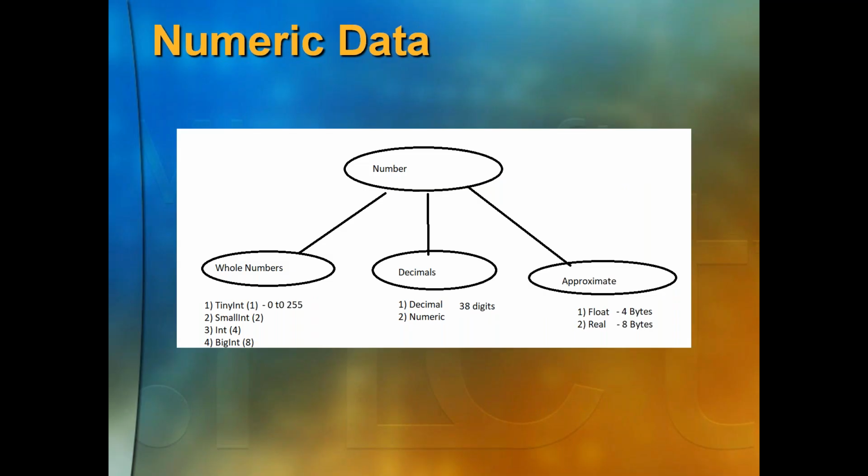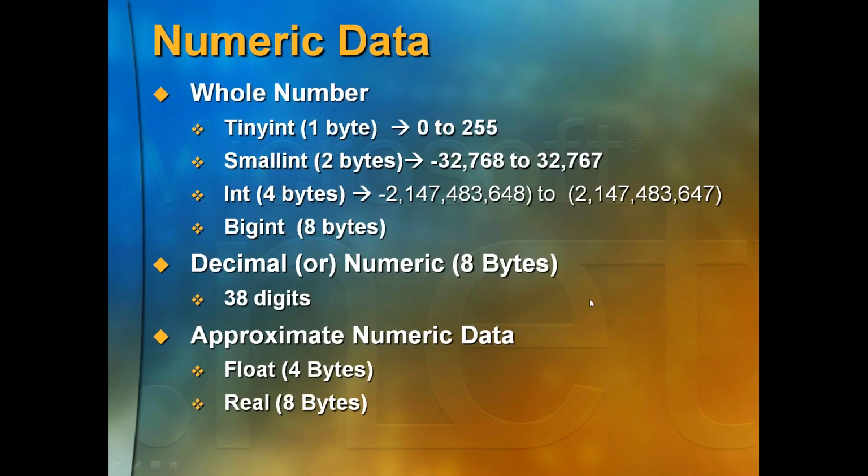Now, if you want to store numerical data, then we have whole numbers, then we have decimals, and we have approximates. Clear? Whole numbers means we have tiny int, small int, big int. So these are going to store data without decimals. If you want to store data with decimals, then we have decimal and numeric, and we have approximates, meaning real and float. This is what is called numerical data.